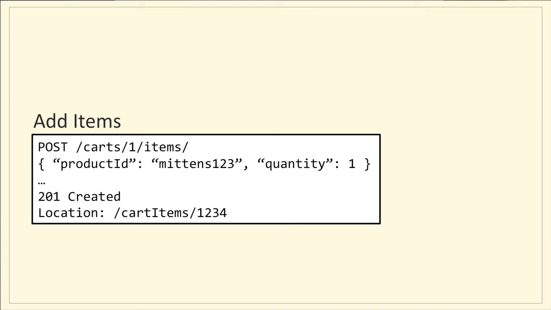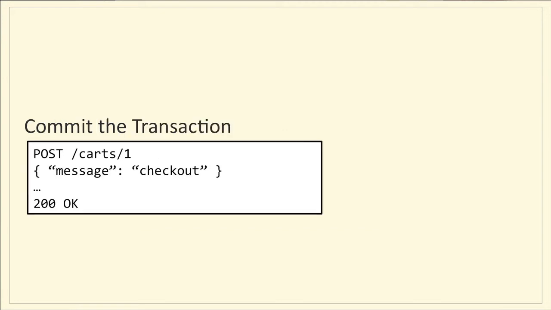Then, from the product catalog, they add some mittens to their cart, and then they check out, right? I mean, it's just a matter of creating that transaction, adding items to it, and then doing a commit, right? Certainly problems can happen. You can get errors back, and you'll have to deal with that. But again, we'll talk more on that.